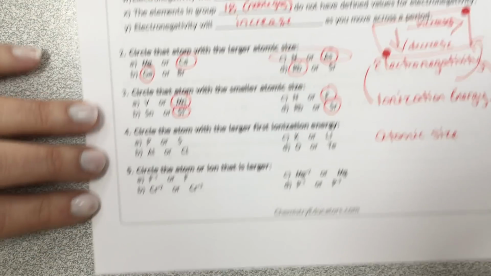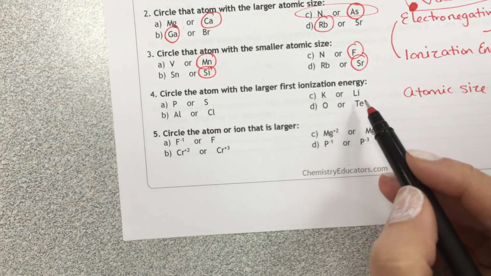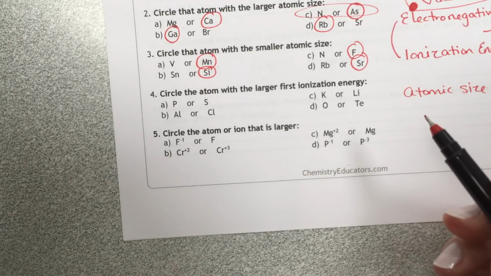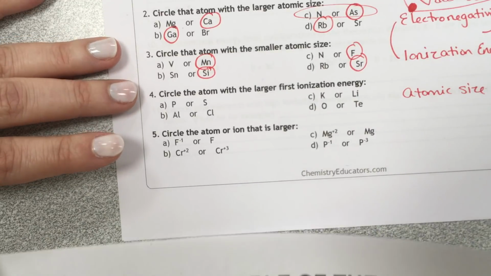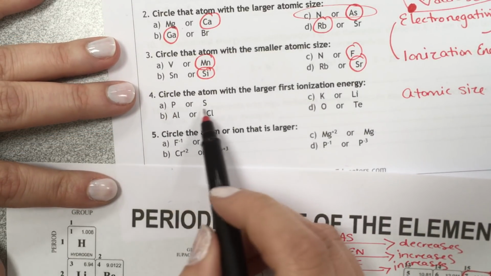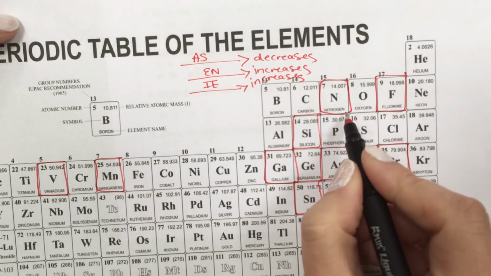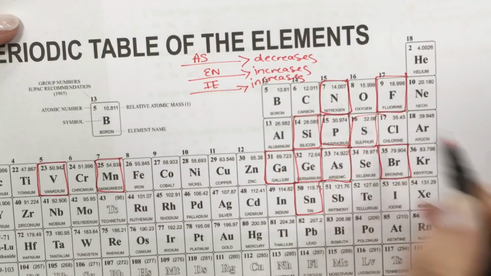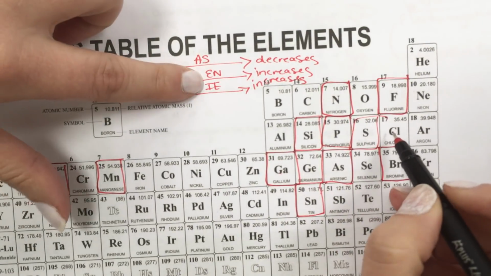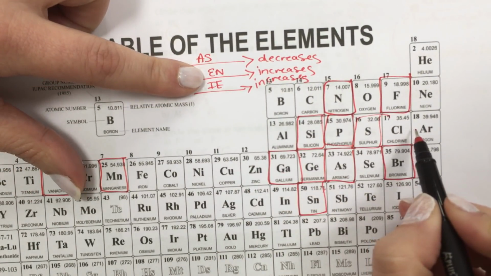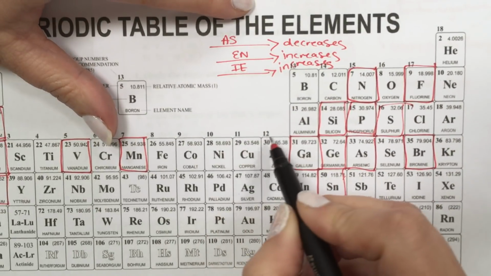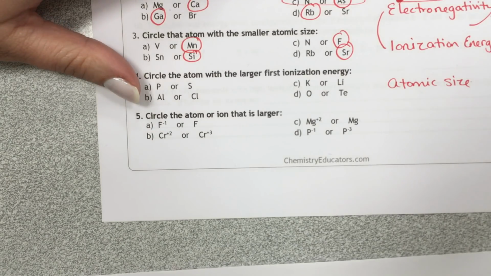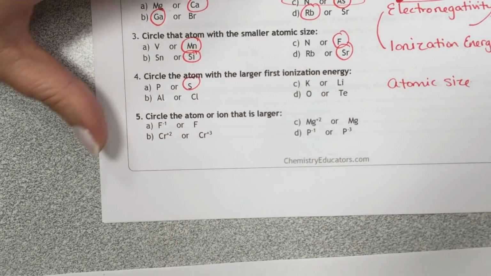Okay. Circle the atom with the larger first ionization energy. So I noticed some of you guys struggling with this concept, with the larger first ionization energy. So you have P or S. We're comparing these two, P and S. Ionization energy increases as you go to the right. So sulfur would have the largest first ionization energy.